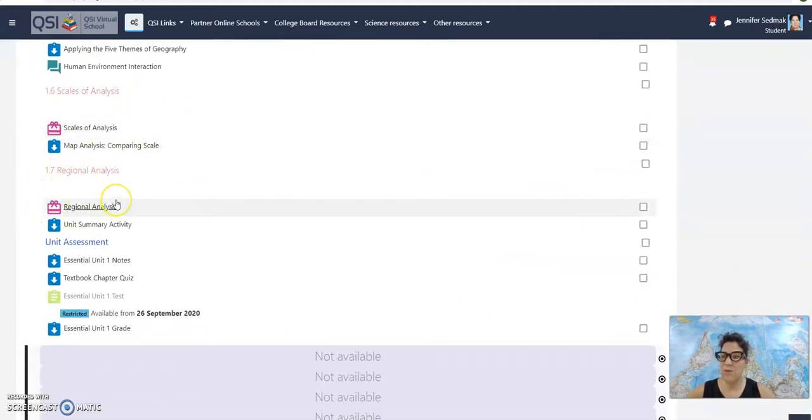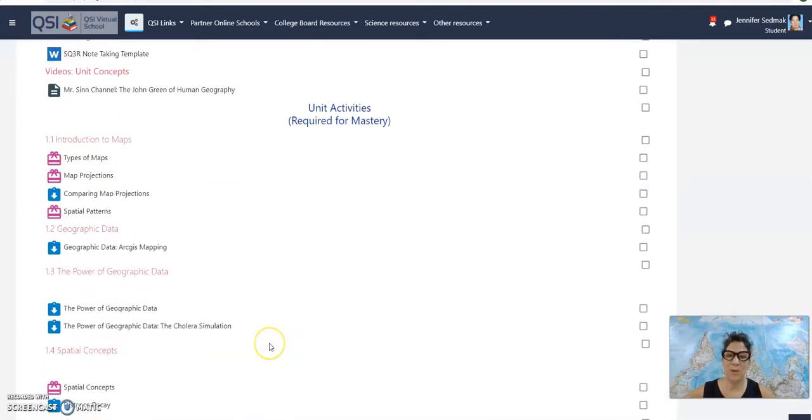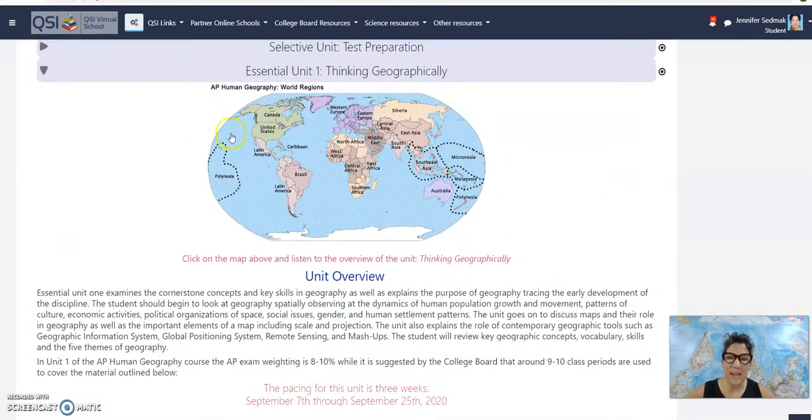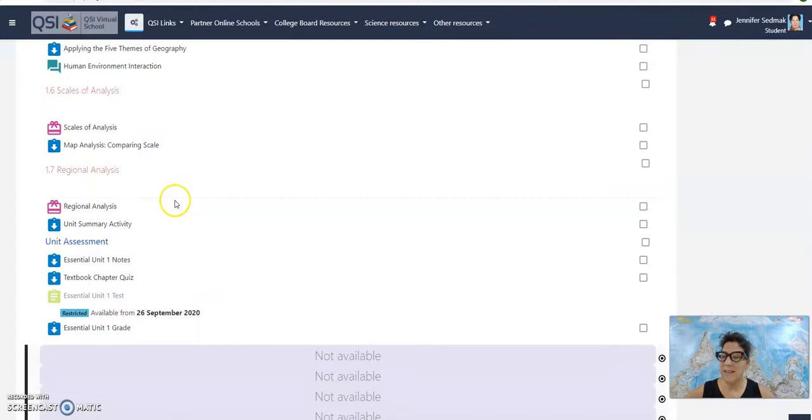And then I need you to move on to the last topic, which is regional analysis. In doing this activity, you'll actually get to go a little bit deeper into that fifth theme of geography. So as I mentioned before, the AP College Board defines these regions in the world. You'll do an activity where you become familiar with these different regions that are exemplified in this introductory map for the unit. And then there's just a summary activity.